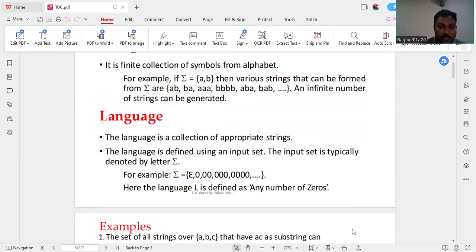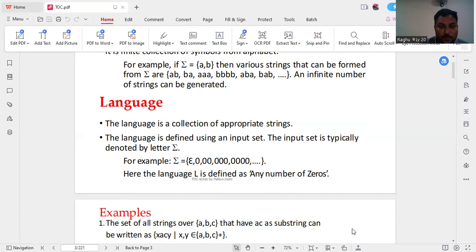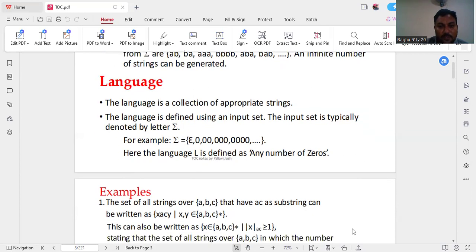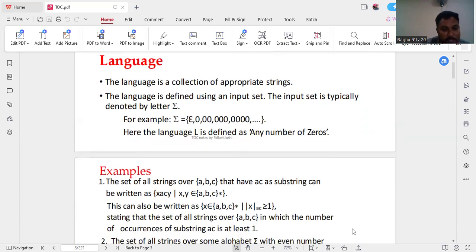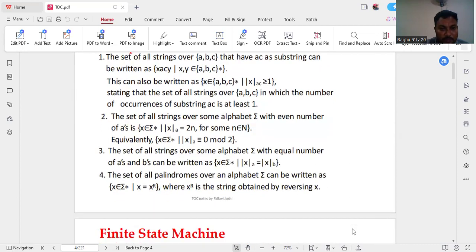Then a language is defined using an input set. The input set is typically denoted by the letter sigma. For example, sigma equals epsilon, 0, 00, 000, 0000, up to an infinite number of zeros. Here the language L is defined as any number of zeros. Let's see an example for languages. The set of all strings over a, b, c that has a substring can be written within square brackets, mentioning that it is x a c y, or it contains x comma y. Like that, you have to define the languages.